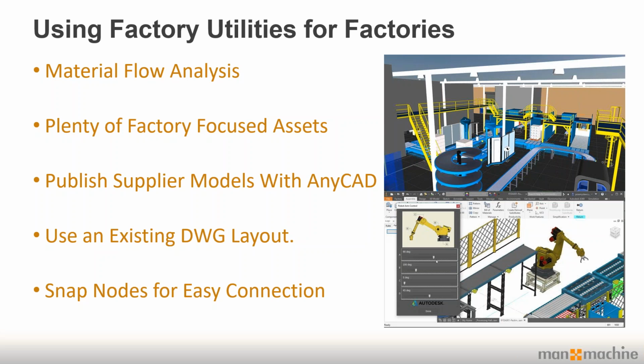We can also use existing DWG layouts. So obviously, if we have a factory layout that's currently in AutoCAD or in DWG format, or I suppose any 2D format, we can bring it in and use that as a starting foundation for our new factory layout in Factory Utilities. And then, of course, the snap nodes make it easy for connection. When we use the snap nodes for things like what we'd have over here with our conveyors, when you place in things that need to fit together, the snap nodes really do make life quite easy.